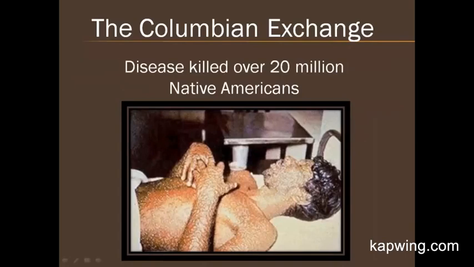Unfortunately, it wasn't just food and animals that were exchanged in the Columbian Exchange. Diseases were also brought to the New World from Europe. Diseases such as smallpox and measles were transported to the Americas, killing about 20 million Native Americans. The picture you see here is of a man suffering from smallpox.